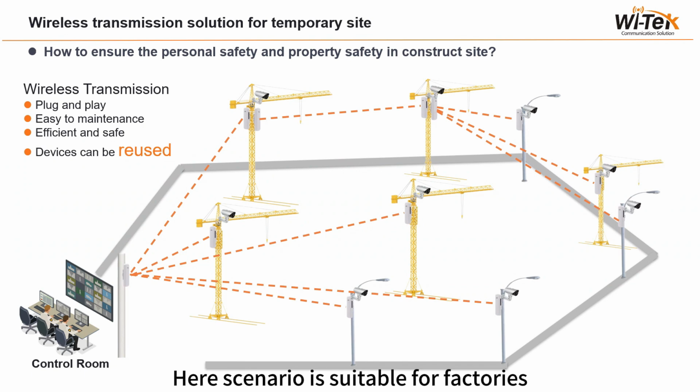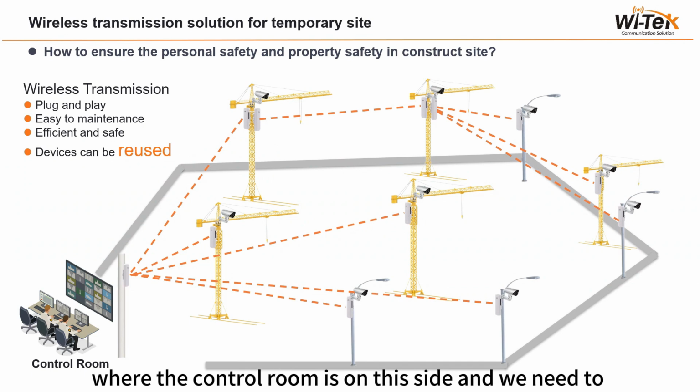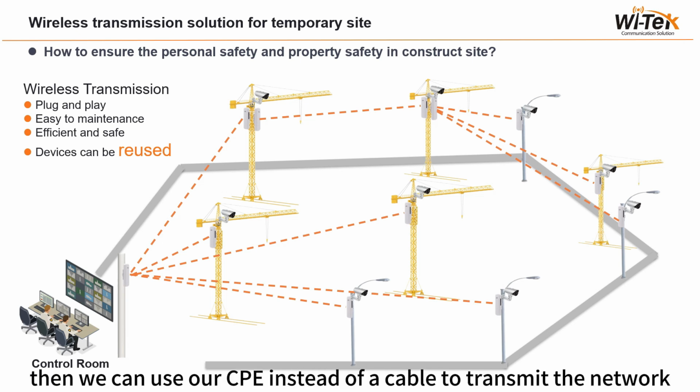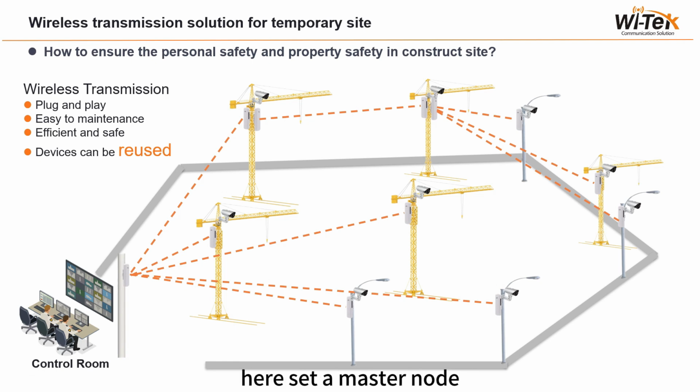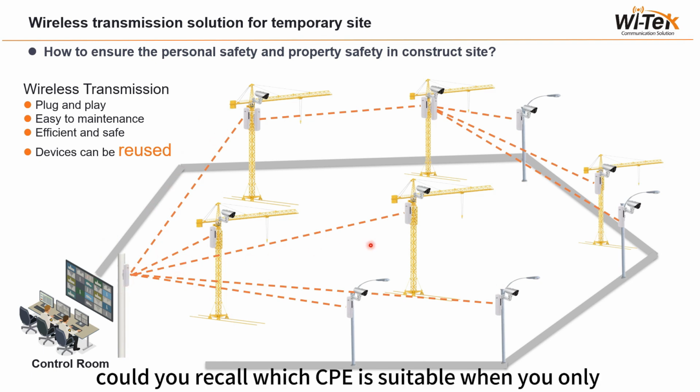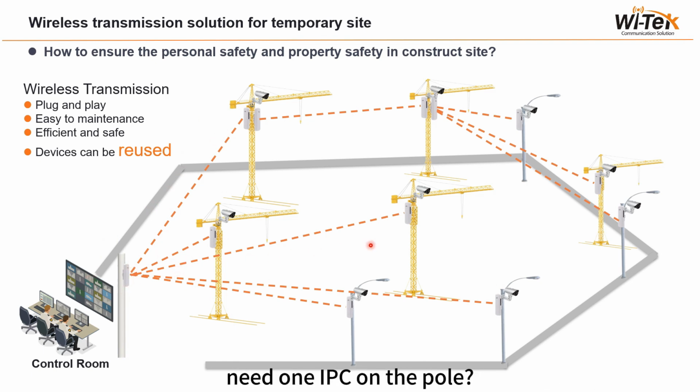This scenario is suitable for factories and construction sites, where the control room is on this side and we need to install IPC in every corner. Then we can use our CPE instead of a cable to transmit the network. Here, set a master node. Send the signal to the slave node on the right. Could you recall which CPE is suitable when you only need one IPC on the pole? Yes, it's 513, because it has a PoE out, which can power the IPC.